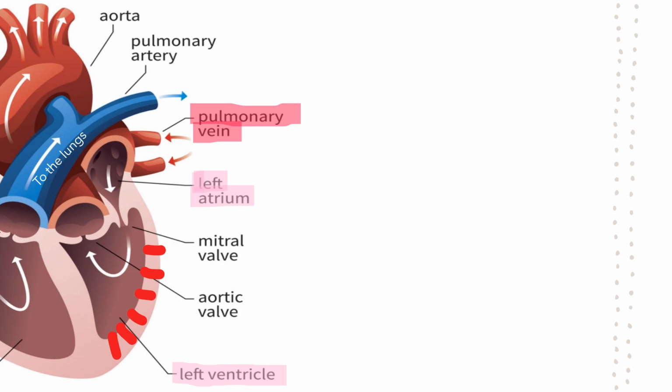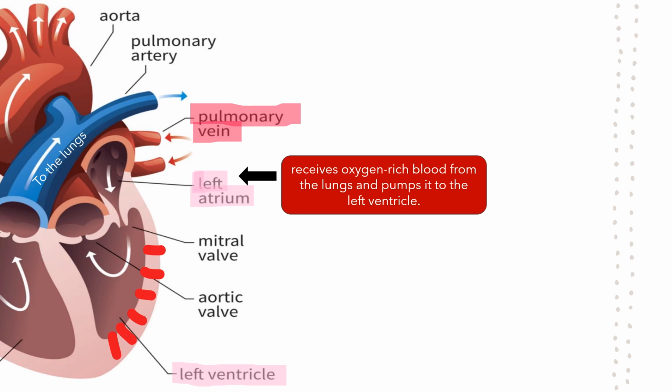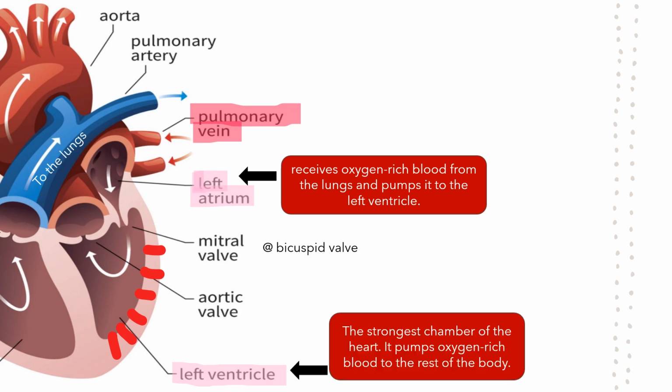So at this side, we're going to talk about the left atrium and also the left ventricle. The blood will return through the pulmonary vein; the oxygen-rich blood will return to the left atrium, and it will pump it to the left ventricle down here through the mitral valve, or we call it the bicuspid valve. This function is also the same, which is to allow the blood to flow in one direction.